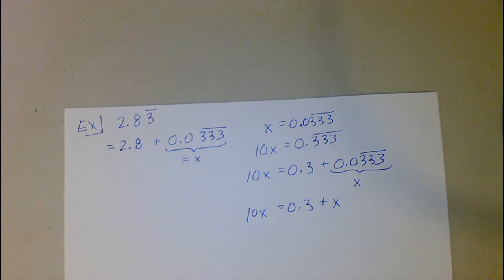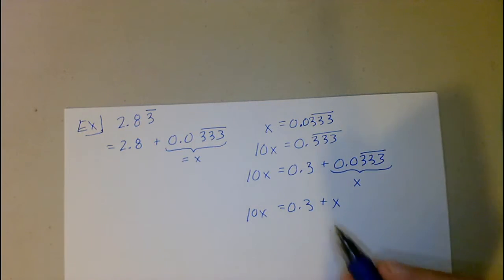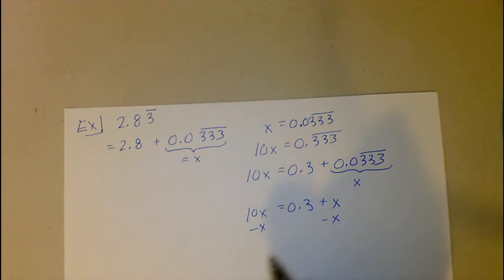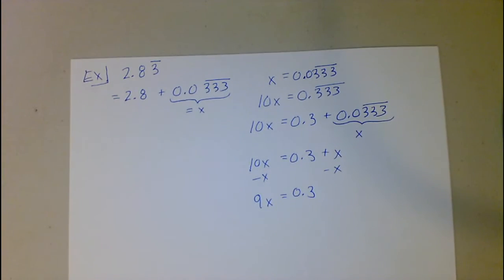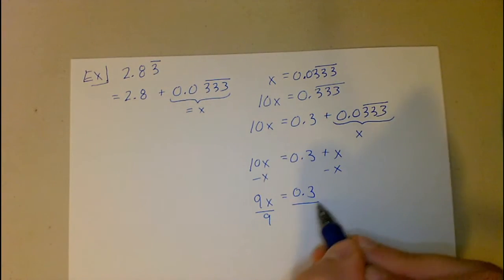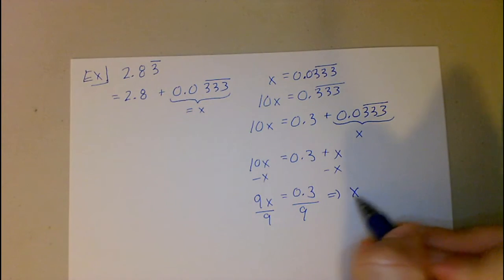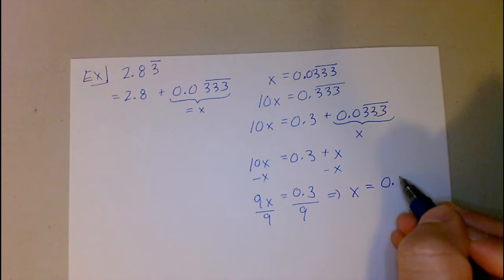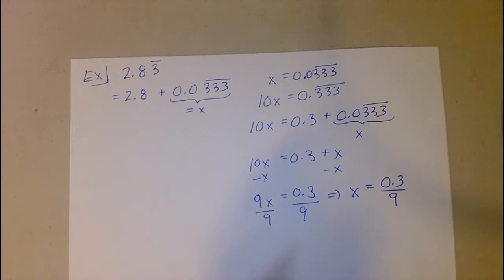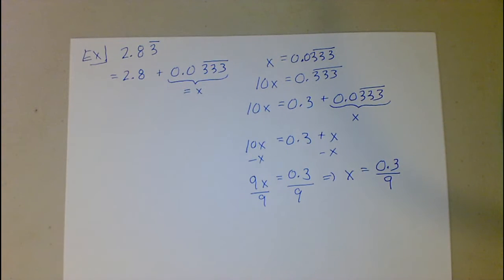This looks very similar to what we did previously, but if I subtract x from both sides, I get 9x equal to 0.3. I can solve for x by dividing both sides by 9, and I get x equal to 0.3 over 9. Now that's not a very good representation of that number because it's a decimal divided by 9. Let's see what that looks like as a fraction.